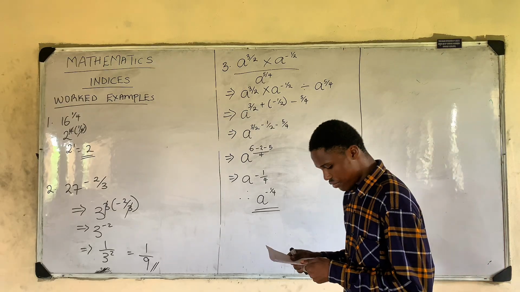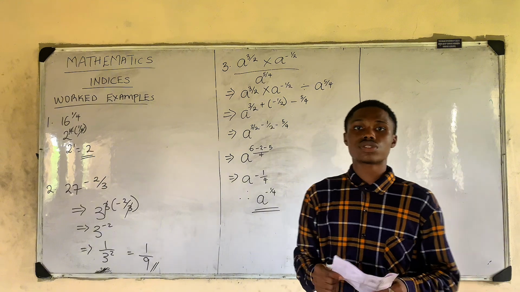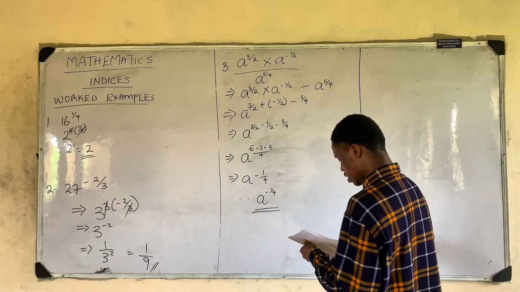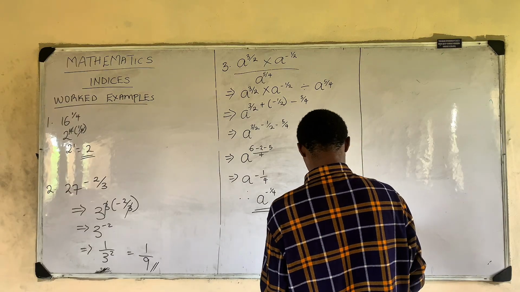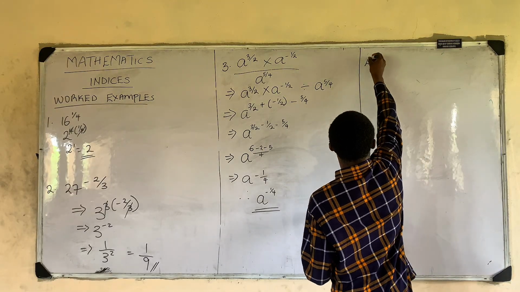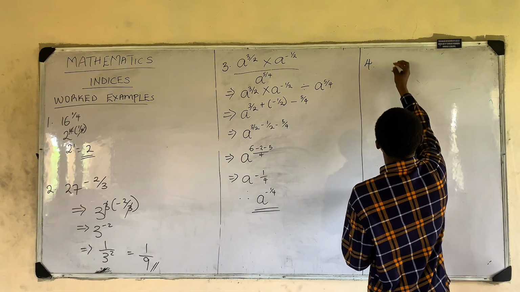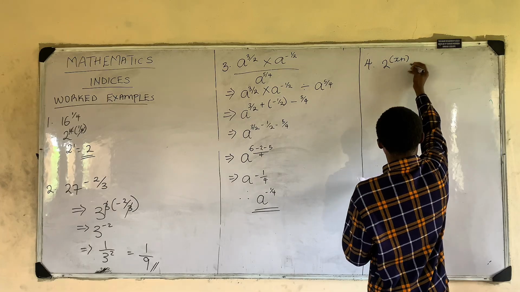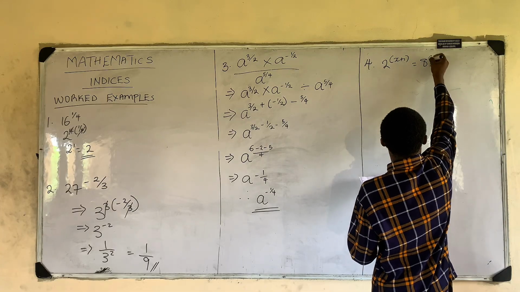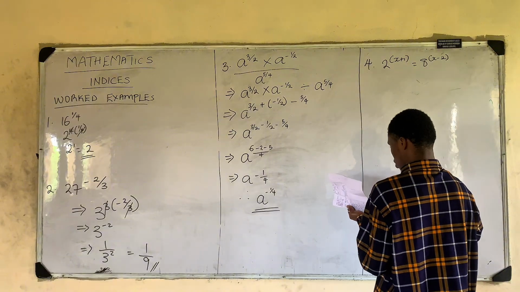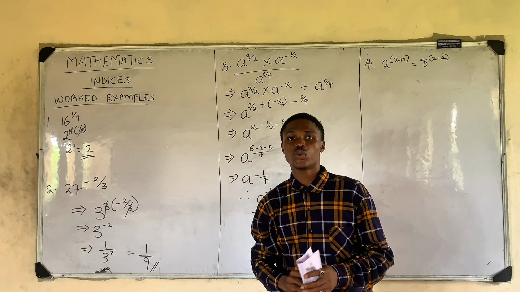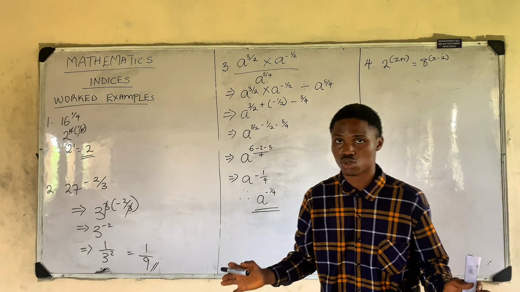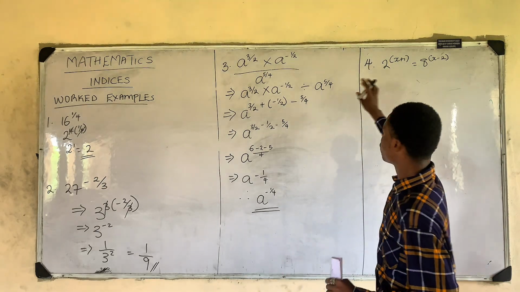Now the next one we have here is what? Equations involving indices. Take this as a case study. Have 2 to the power of what? X plus 1 equal to 8 to the power of what? X minus 2. If you have an equation where there is indices, how do you solve it? It is very, very simple to solve. Now, it is an equation because of the equality sign.